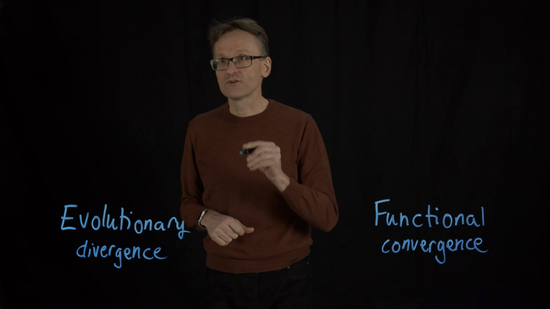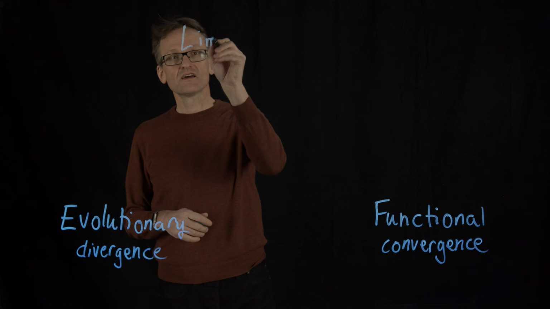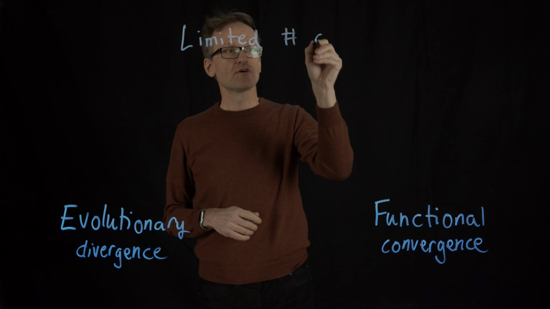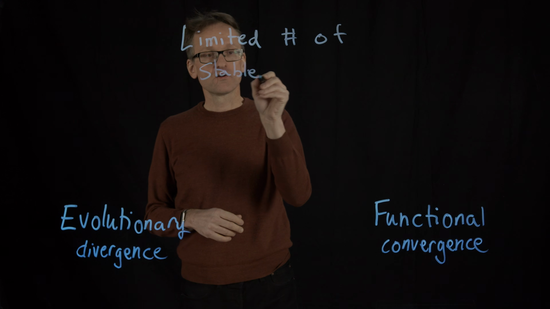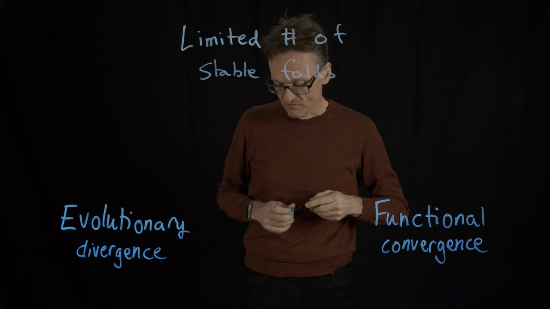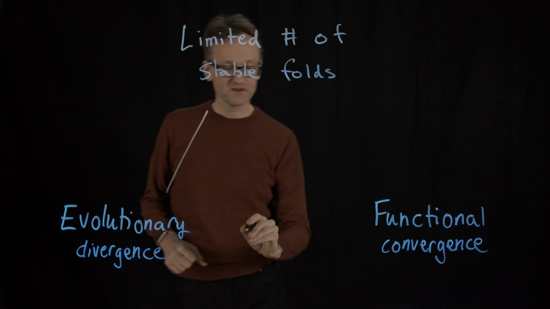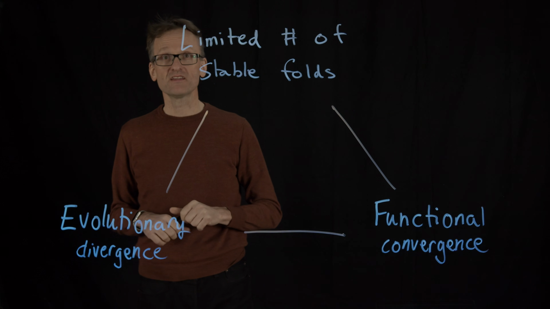While the third alternative is maybe there is only a limited number of stable folds. For now, we don't know which one of these is true. But it's kind of a triangle pyramid. They might be related, right?